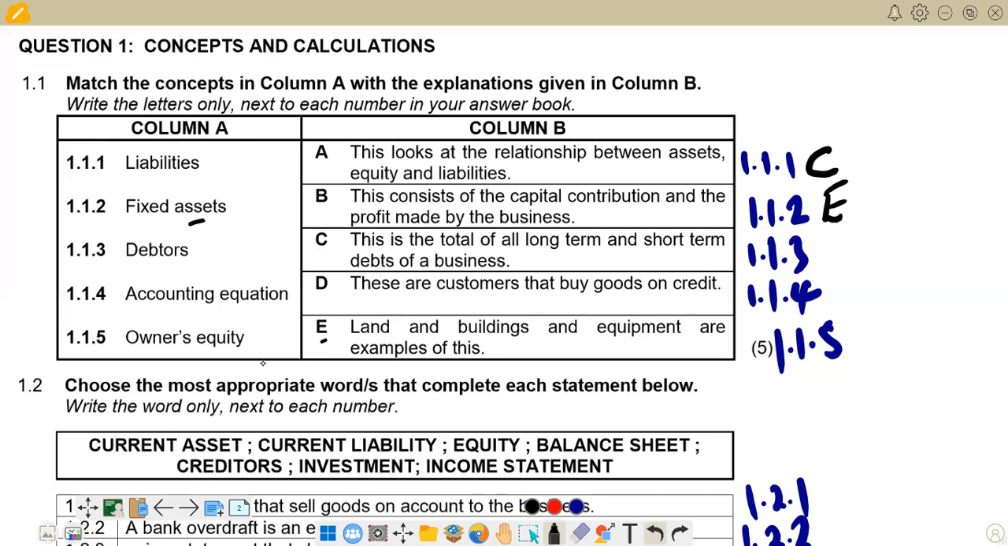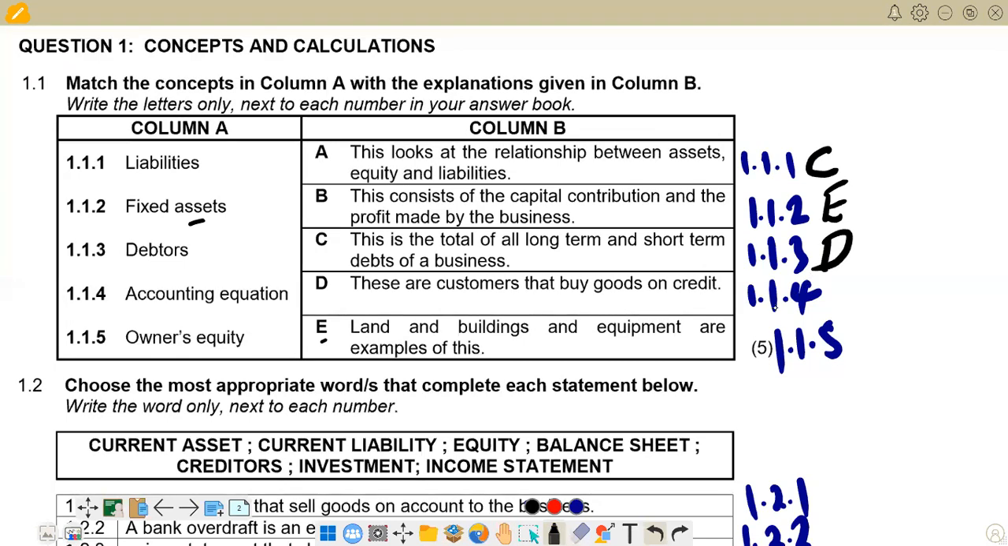Then you go to 1.1.3, it's saying debtors. Remember, when you sell goods on credit, the people or the businesses that we are selling goods to on credit become our debtors. They owe us money. So we can look at the explanations that we are given for the one that matches. If you go to D, these are customers that buy goods on credit. So D is the most appropriate there. So we have got D.